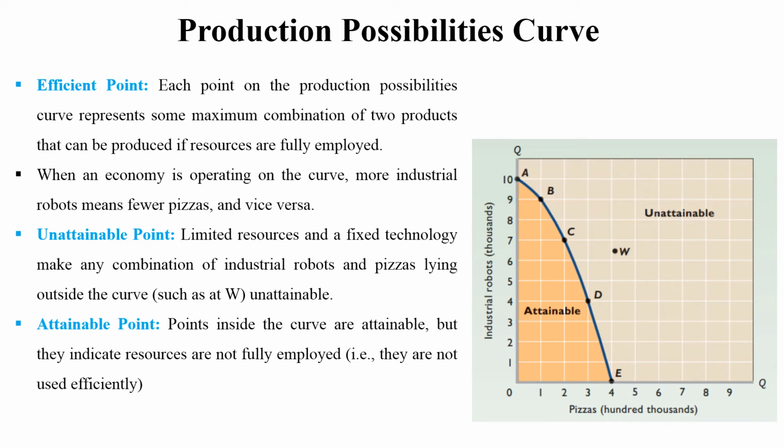Attainable points are those below the production possibility curve. These points indicate that the resources are not fully employed or they are not used efficiently.